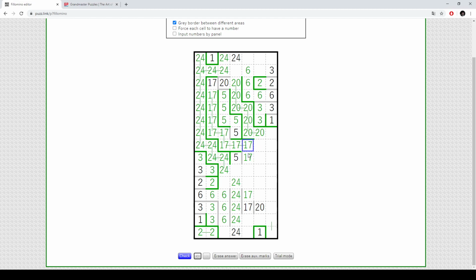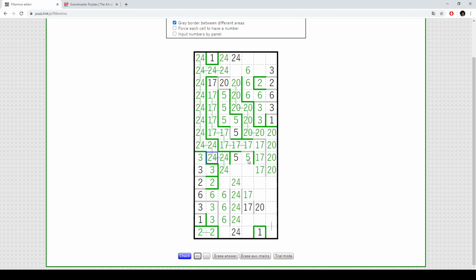So let's assume for a second that this 17 goes down here. Well, then this 5 is going to swing around here. This 5 is going to have to go to one of these 2 spots, but then the 17 would end up cutting off the 20. So that's no good. So that means that instead of this being a 17, this is going to end up being a 5, which means that the 20 is going to have to come down this way. 17 is going to come this way.